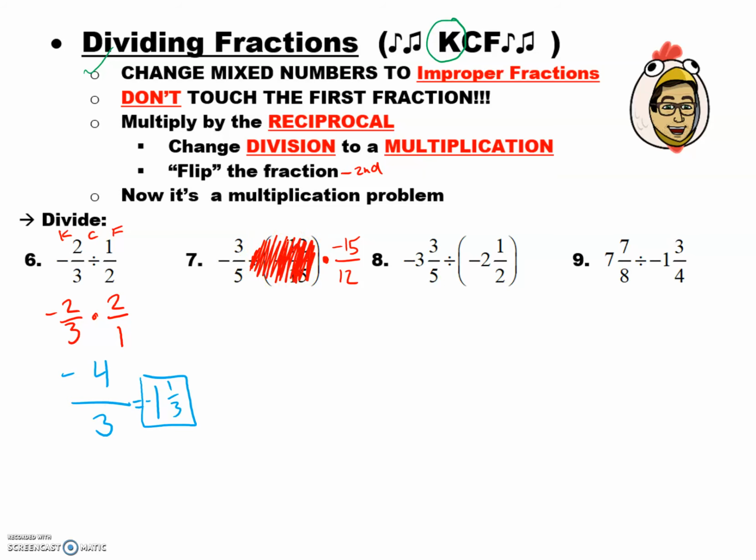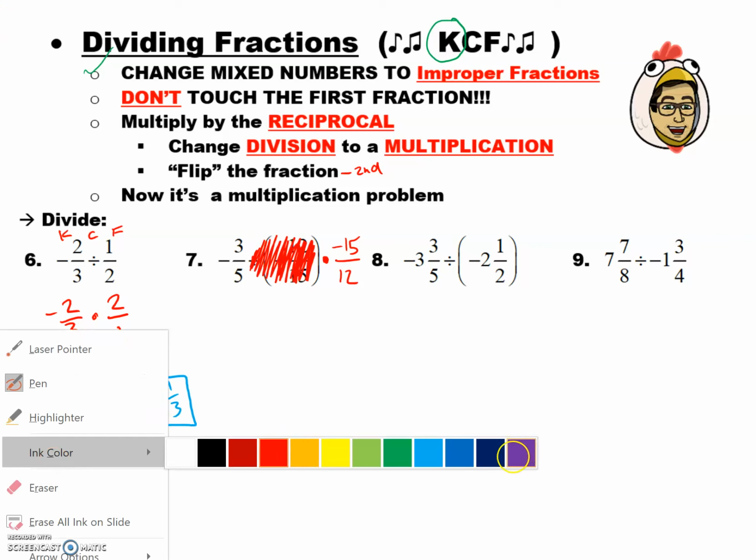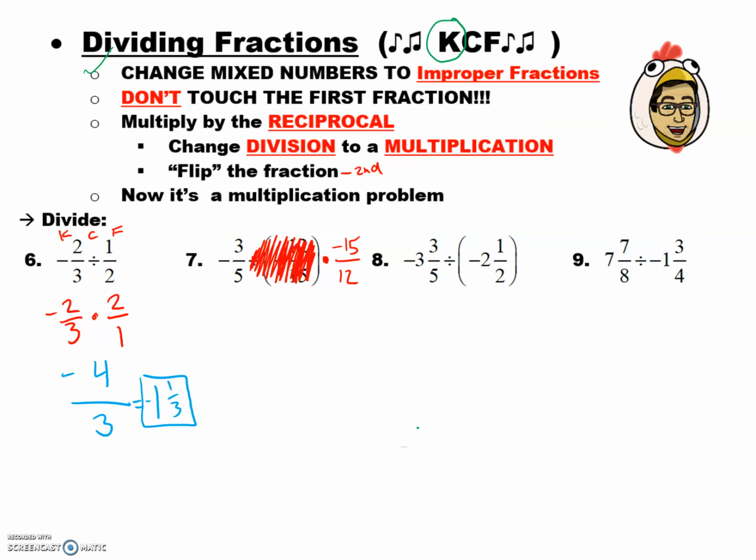Now what does it say? Well, it says negative 3/5 times negative 15/12. So I rewrote the problem. I just crossed off the division part and rewrote it as multiplication. That's something that I like to do. If you like that idea, then go ahead and do it. If you don't, then just rewrite the problem like I did in the first one.